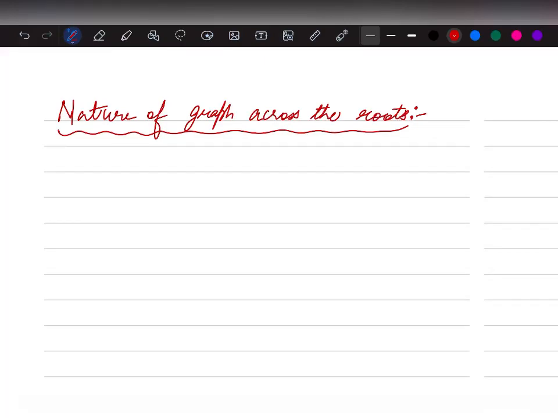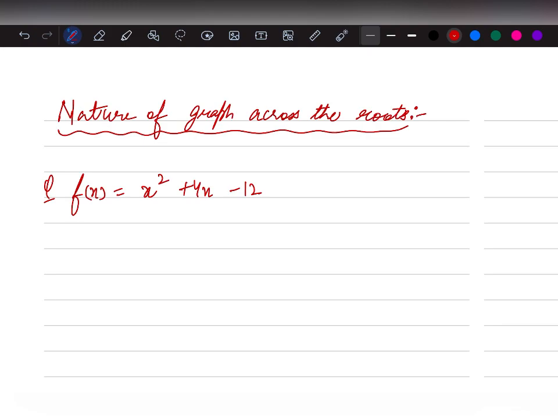In this video we will talk about the nature of the graph across the root. For that we will take a few questions. Let's start with question number 1. Let's say f of x is equal to x square plus 4x minus 12.